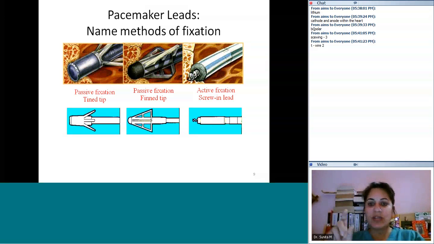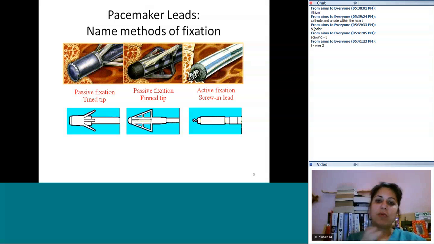Problem with it is it can dislodge. What is the problem with the screw in lead? Is you're screwing it in, so you have chances of perforation and so on if you're not careful. Problem with passive is you're just pushing it against the wall and hoping it gets stuck in some trabeculae. So there is a chance of dislodgement or the pacemaker not capturing.